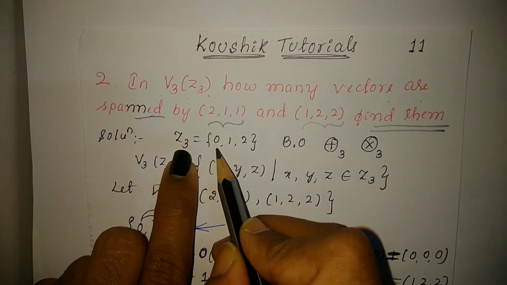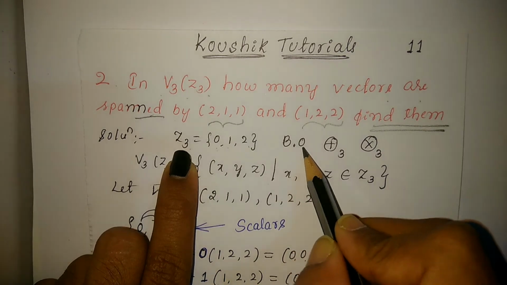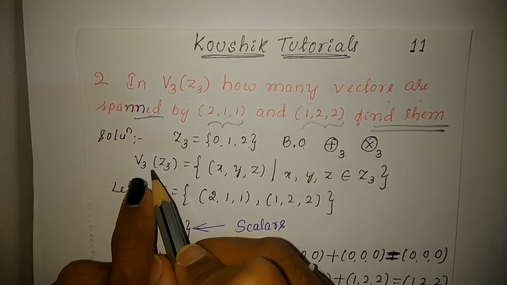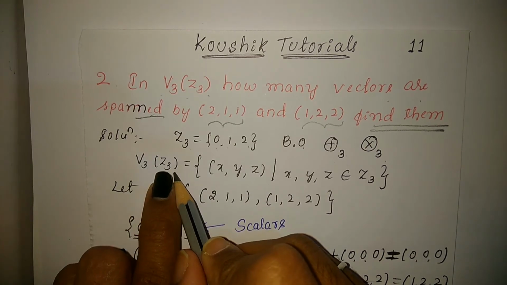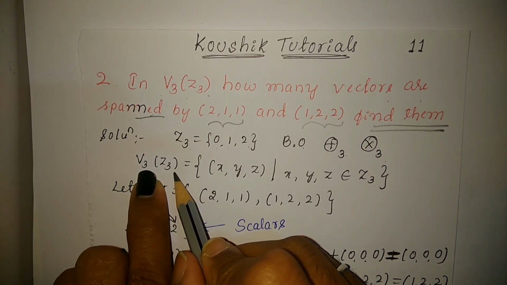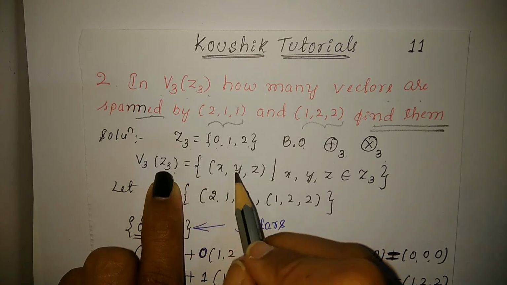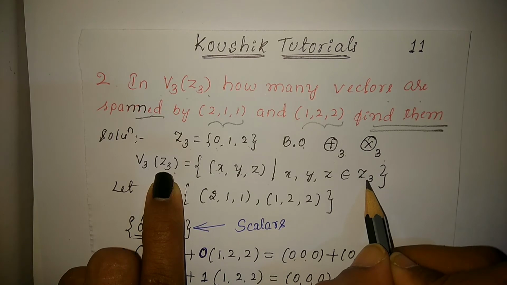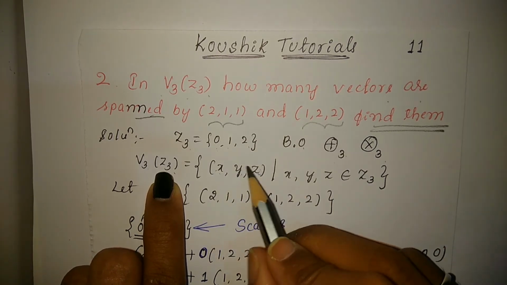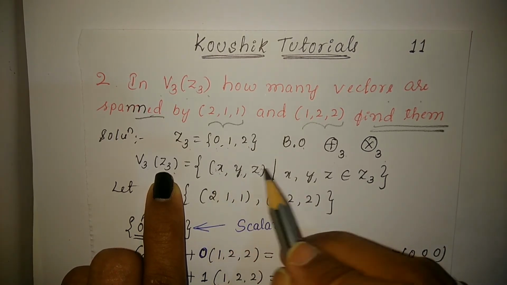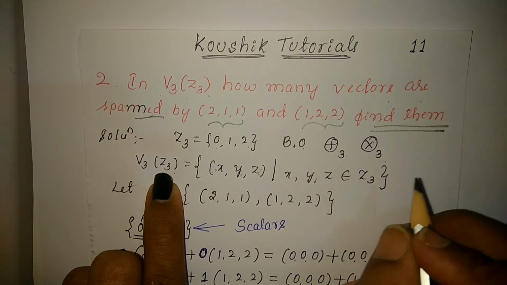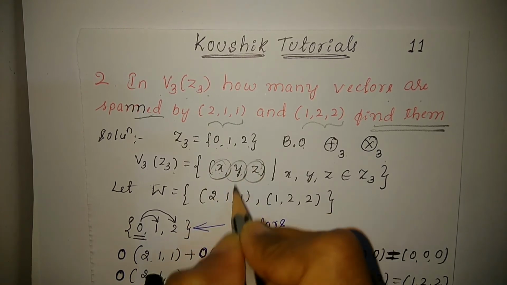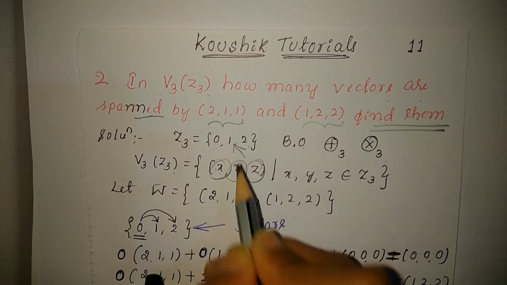So Z3 is the set containing 0, 1, 2 with respect to the binary operations addition modulo 3 and multiplication modulo 3. Now V3 of Z3, the set of all such vectors, looks like what? V3 means triplet, and all the coordinates, first, second, third, must belong to Z3. It may be 0, 0, 0. It may be 0, 1, 2. It may be 2, 1, 0. Like that. Not 3, not 4, not 5. Is it clear? So all these elements come from Z3 only.